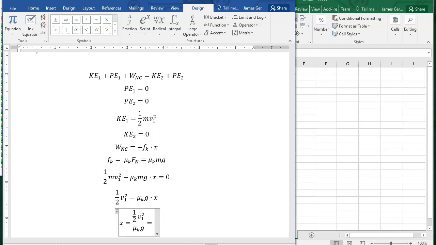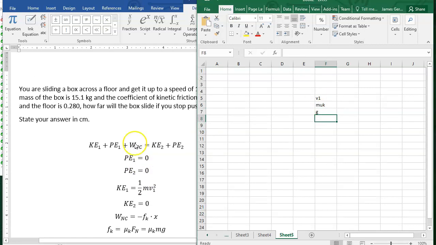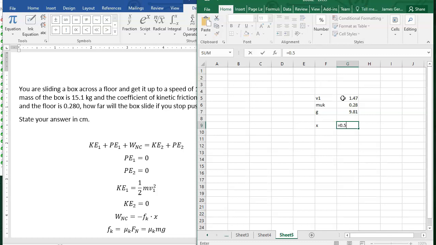So we can go calculate it. v1 is 1.47 meters per second, mu k is 0.288, g is 9.81, and so x is going to be 0.5 times v1 squared divided by mu k times g.